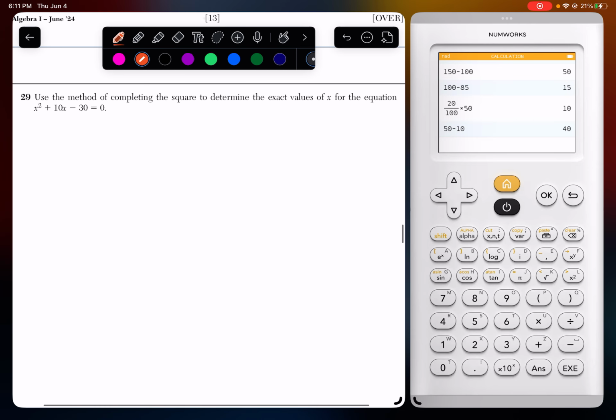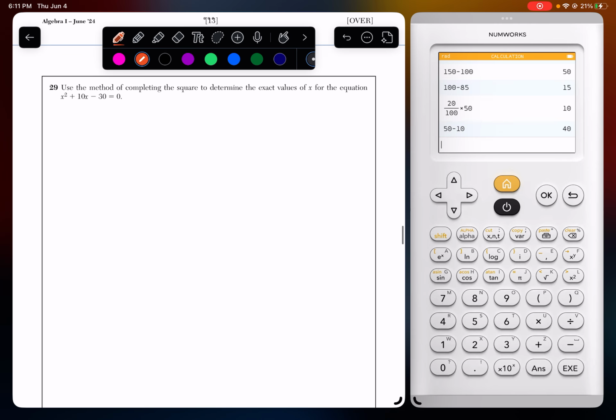Now on to one that is a little more common. This one's common, it's a little bit challenging, especially since it's only 2 points. This can feel like a lot of work for 2 points. So they're saying use the method of completing the square to determine the exact values of x for the equation x squared plus 2x minus 30 equals 0.